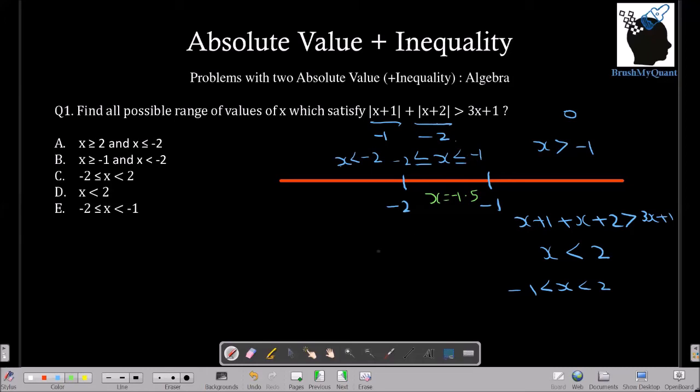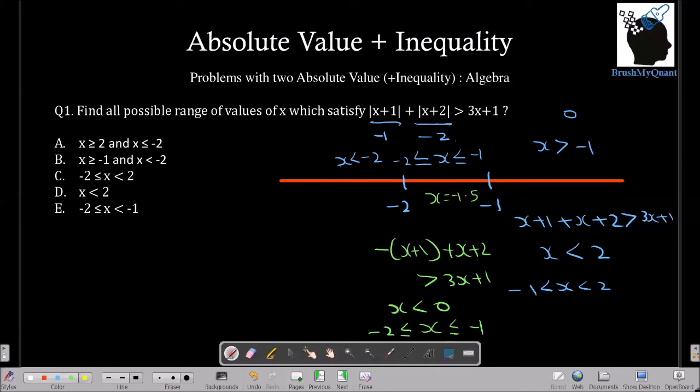So the first one will open as negative, so minus of x plus 1. The second will open as positive, should be greater than 3x plus 1, which is nothing but your x should be less than 0. And this is definitely true because our range was x lies between minus 1 and minus 2. So in this case, the answer will be x lies between minus 1 and minus 2.